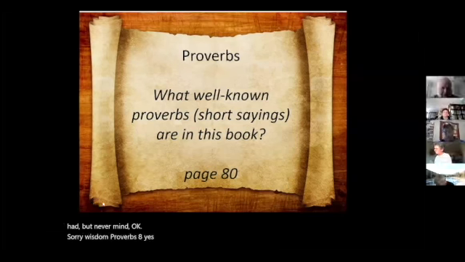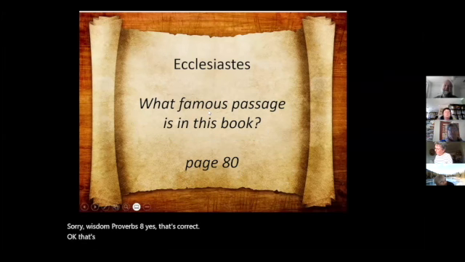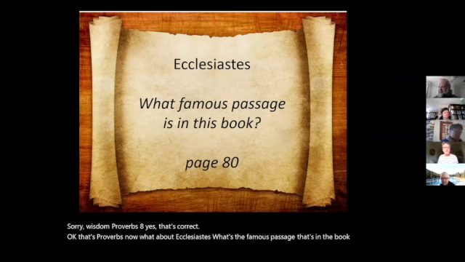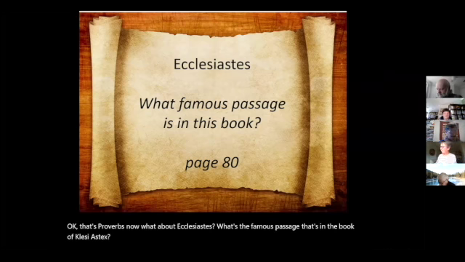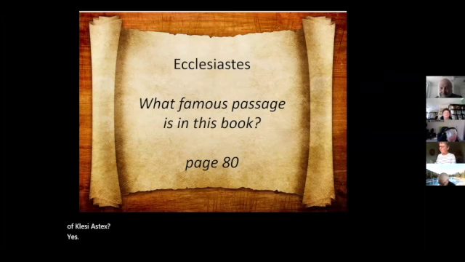Okay, that's Proverbs. Now, what about Ecclesiastes? What's the famous passage that's in there? Time to be born, time to turn, a time for everything. Yes. Sung very nicely by somebody. Someone sings it in a song. It is a song. Yeah.